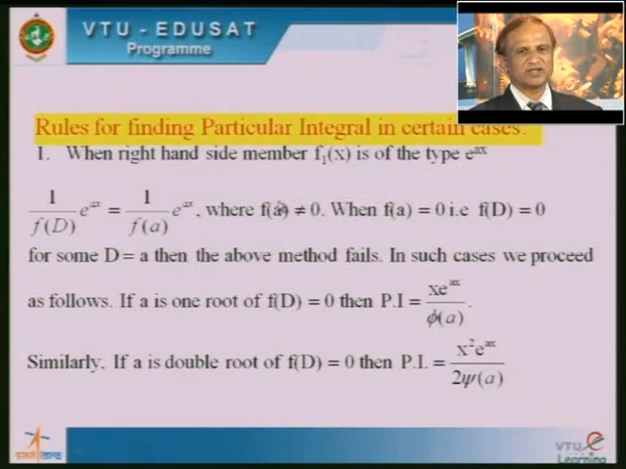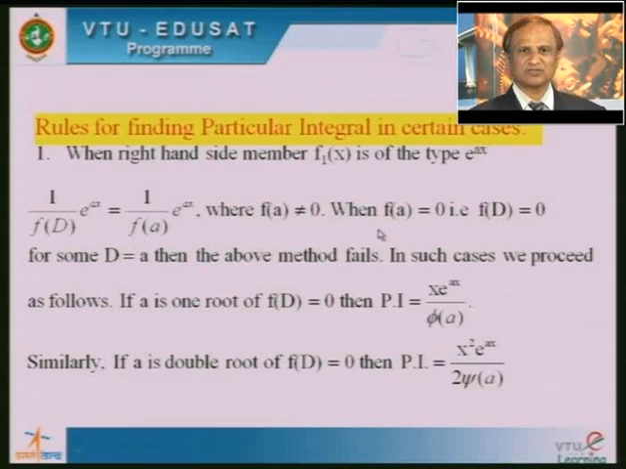As usual, the given equation can be written in symbolic form, which is also denoted by f of D, a function of D. So the particular integral is 1 upon f of D times e raised to ax. Now I replace D by a, where a is the coefficient of x. I rewrite it as 1 divided by f of a times e to the power ax, where f of a is not equal to 0. I have to verify whether f of a is equal to 0 or not.